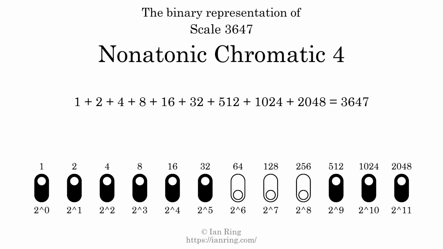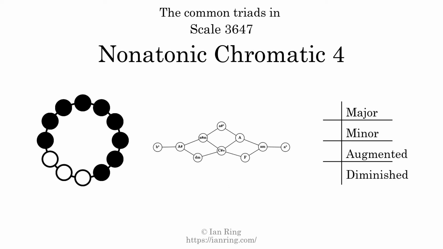That is why the scale number, in decimal, is 3647. The scale number not only enumerates the scale with a unique index, but it also literally describes the tonal content of the scale. Represented as a binary number in base 2, the scale number is 1110001111111. Here are the common triads present in this scale.